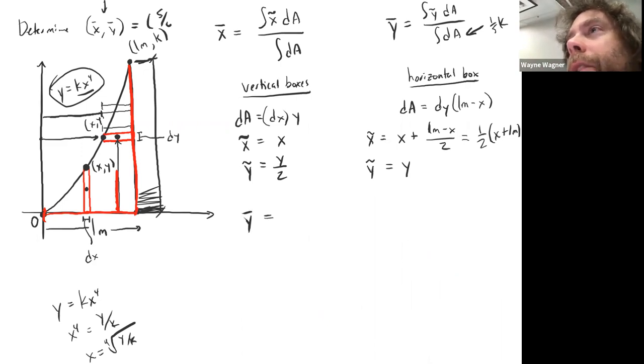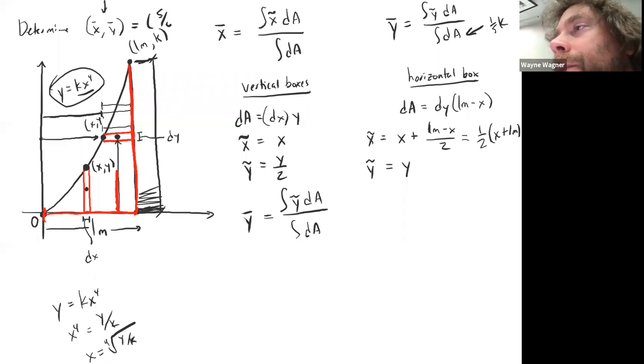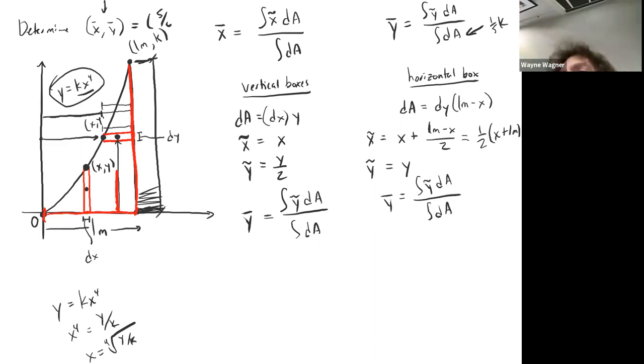Y bar equals the integral of Y tilde dA over the integral of dA. By the way, it seems pretty likely in this case that the vertical boxes are going to be the easiest either way. But let's just go ahead and set it up and see what happens. Okay, so Y bar equals, well, Y tilde is right here, Y over 2. Oh, that 2 is annoying, but not too hard.